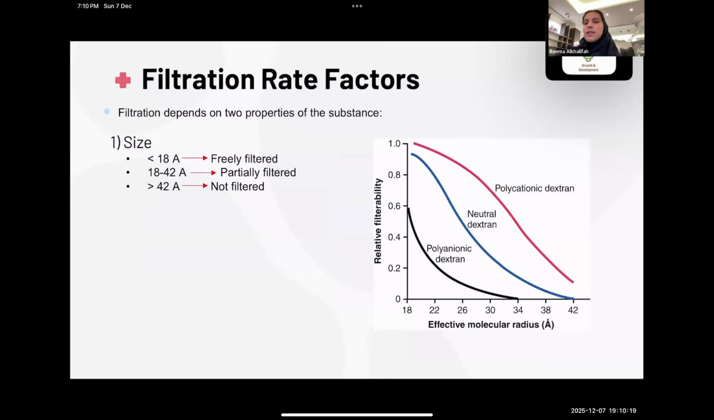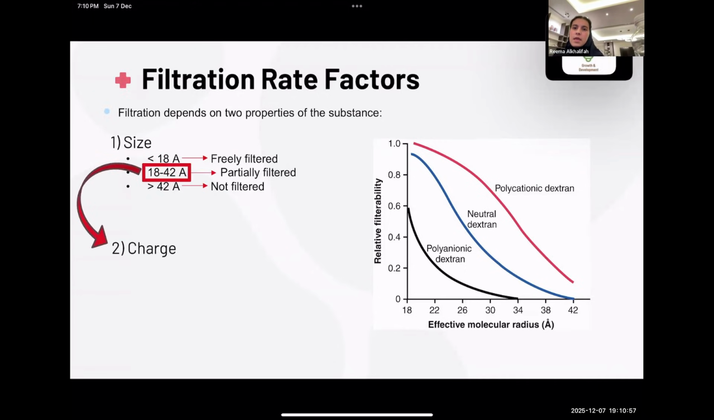Okay. Now we're going to get into what affects the filtration of these substances. So first, we're going to look into the size. If the substances have a molecular radius of less than 18, they are freely filtered. If it ranges from 18 to 42, they're partially filtered. And if they're greater than 42, this is where they're not filtered through the membrane. Now, we're going to look into this second category. If the substance ranges from 18 to 42, now we're going to look at their charge.